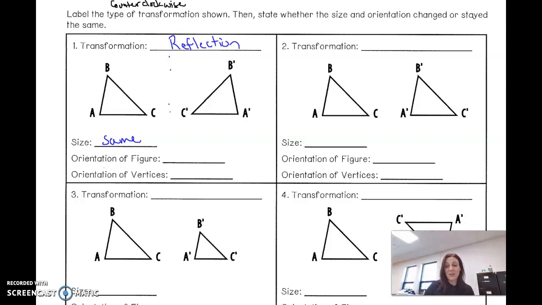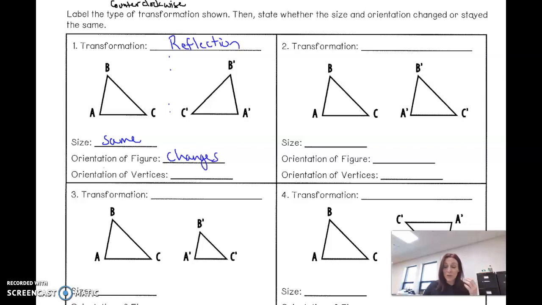Now, orientation of the figure. Kind of think of the way it's facing. Like if I'm thinking this is a nose here, right? Is it facing the same direction after we perform the transformation? It's not, right? Again, if I think of it as like a nose or something, it's facing the other direction. So that has changed.